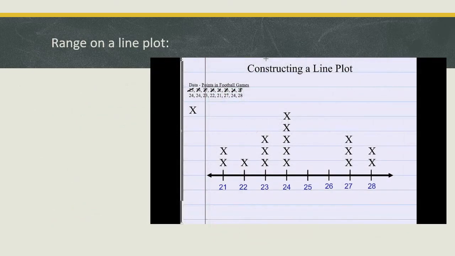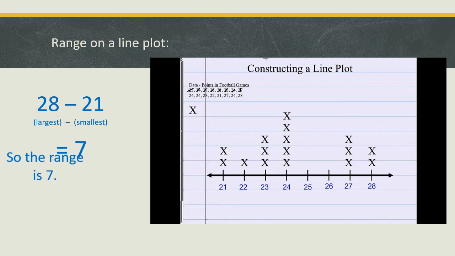So oftentimes you'll see a line plot and you need to be able to find the range on a line plot. So your largest number is 28 and your smallest number is 21. So just the same as we did before, you subtract the smallest number from the largest number, you do 28 minus 21 and you get 7. Therefore, the range is 7.